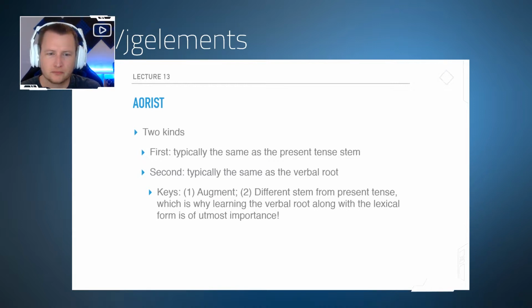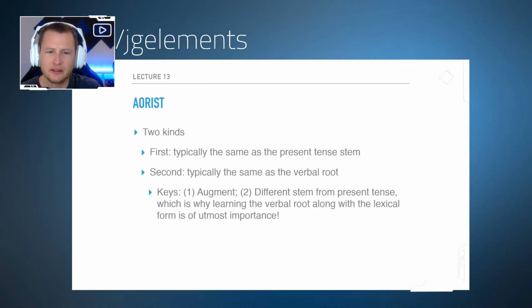just trust me. So first, the first aorist is typically the same as the present tense stem. Okay, it'll still have an augment. It'll have the present tense stem, and then it'll have a tense formative, sigma alpha, or in some cases, alpha. Okay? So keep that in mind. It'll look like the present tense stem, but you'll have an augment and a tense formative.